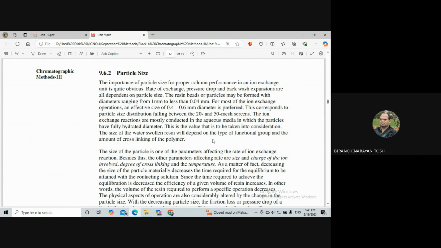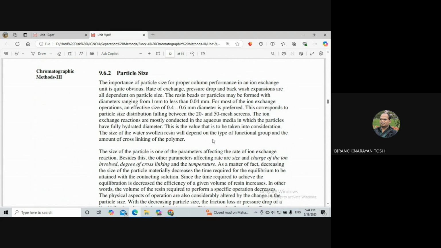The ion exchange reactions are mostly conducted in aqueous media in which the particles have their fully hydrated diameter. So this is the value to be taken into consideration. The size of the water swollen resin will depend on the type of functional groups and the amount of cross-linking of the polymer. The size of the particle is one of the parameters affecting the rate of ion exchange reaction. Besides this, the other parameters affecting the rate are the size and charge of the ion involved, degree of cross-linking, and temperature.